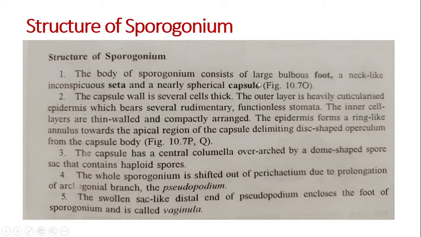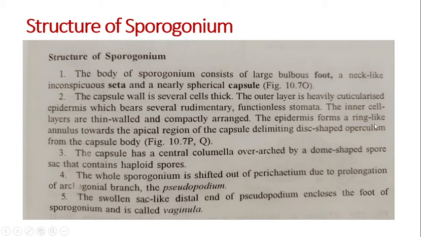Okay. Look at the structure of the sporogonium. The body of the sporogonium consists of a foot and a spherical capsule. In the case of sphagnum, the sporogonium does not show a conspicuous seta; the seta is inconspicuous. So it shows only a large bulbous foot and a spherical capsule at the tip. The capsule wall is several cells thick and cuticularized, and the epidermis bears several stomata which are rudimentary. Rudimentary stomata means they are functionless.